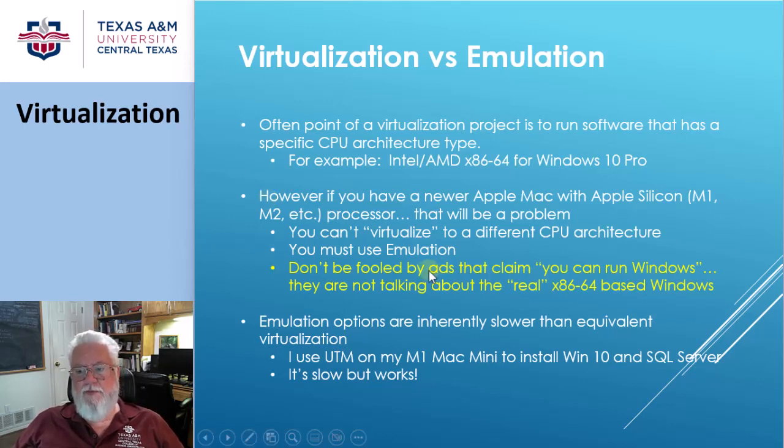And I'll tell you, if you go to the Parallels website, it says, oh yeah, you can run Windows. Don't believe it. Well, they're not lying. You can run the ARM version of Windows. ARM is the name of a CPU architecture. That's not what we want. So that was never going to work. So I use UTM. I have an M1 Mac Mini, and I use UTM, and I installed Windows 10 and SQL Server, and they all work. I mean, not necessarily fast, but it all works.